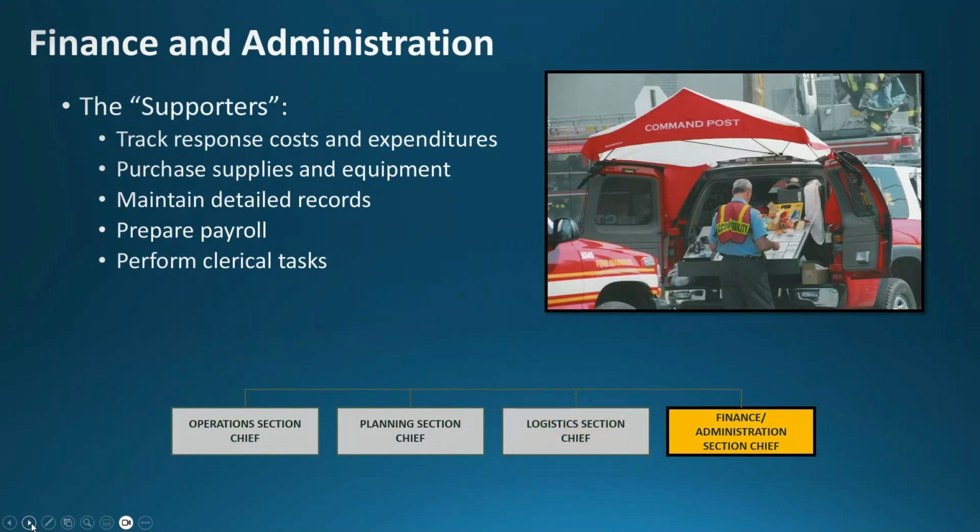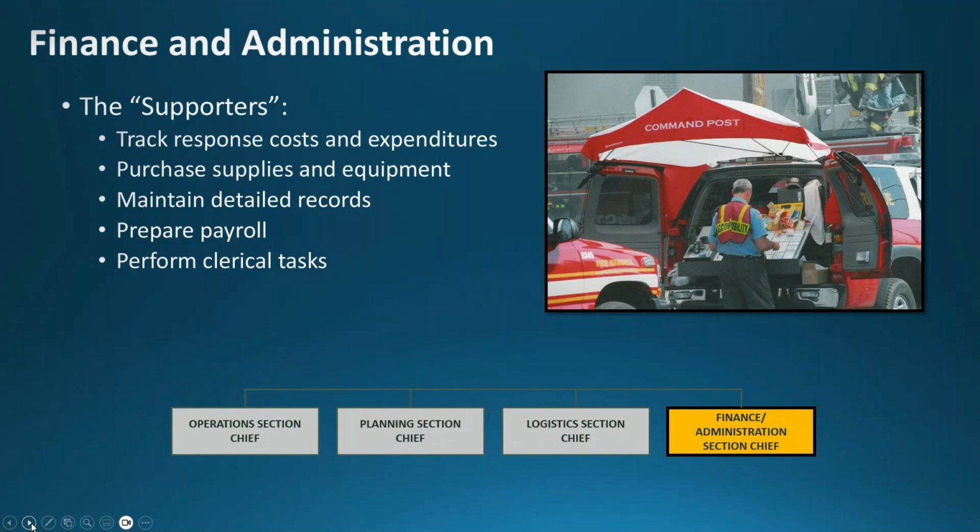And then under the finance section, these are the folks that track response costs and expenditures. So if we have the ability to have an insurance claim where we get reimbursed for some of our costs, it is important to track those costs and do costs over normal expenditures and things like that. The finance and administration would purchase supplies. They maintain detailed records. They're also going to oversee payroll and perform clerical tasks.